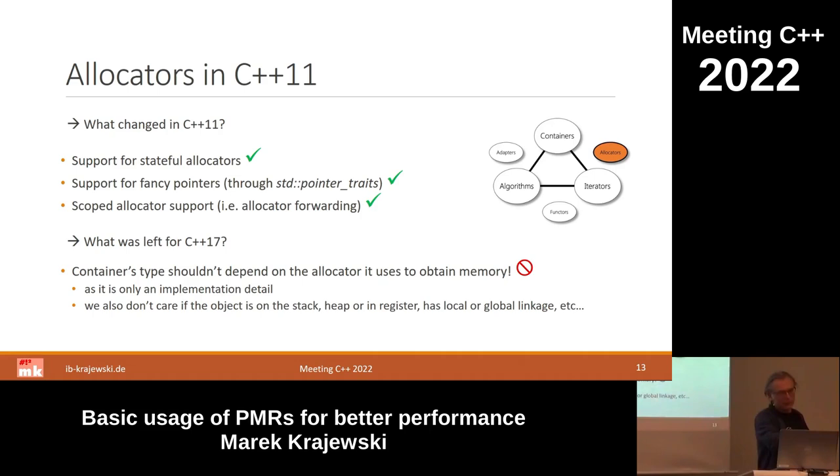So, what changed in C++11? Well, a couple of things. First, we got support for stateful allocators, and then we got support for fancy pointers and scoped allocators. This means allocator forwarding was fixed. So we see in C++98 a whole bunch of things was wrong. The design wasn't ready. But we won't discuss these fixes because now everybody uses C++20. Who uses C++20 at work?